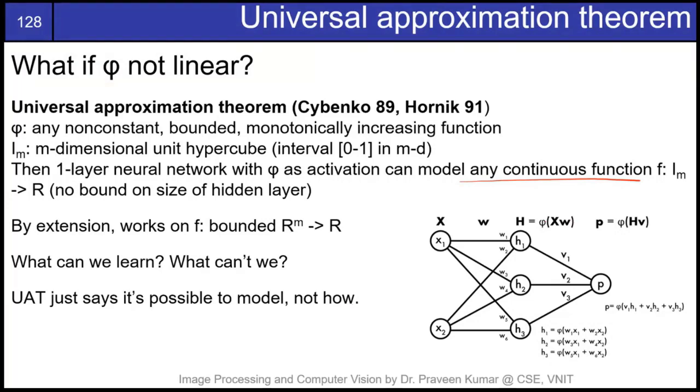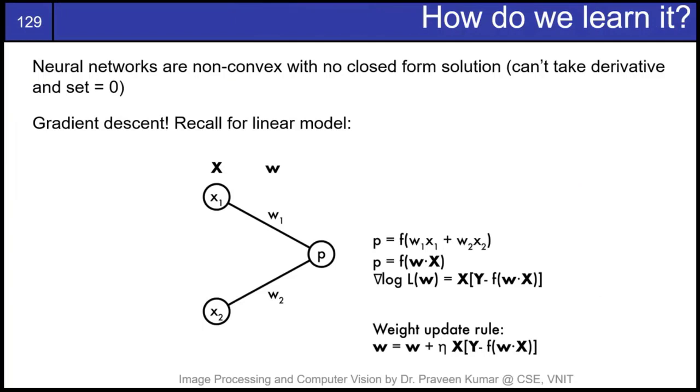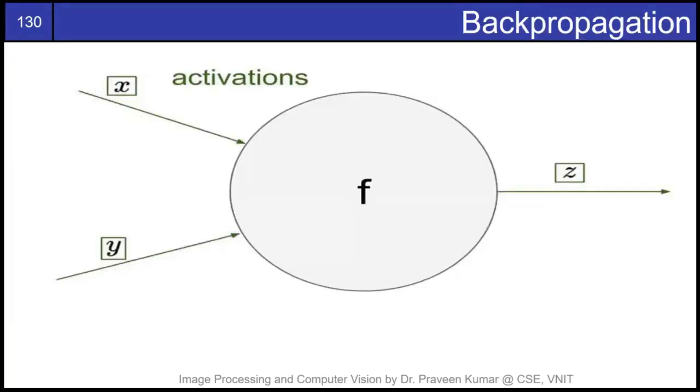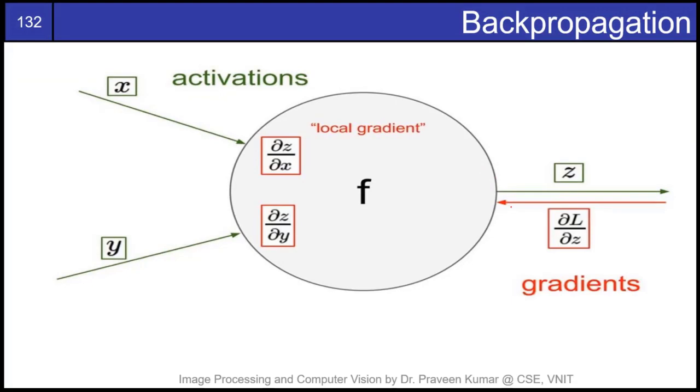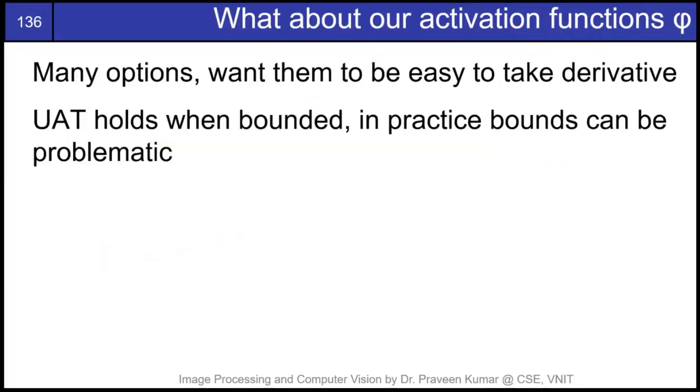And how do you learn it? I hope you already know how we learn the weights in a neural network. Again, you use gradient descent and backpropagation. I'm not going to discuss this because you have already learned it in your previous class. For each node, we calculate the local gradients and backpropagate them, and this way we keep on updating the weights and parameters from the last layer towards the previous layers, and in that way we learn all the weights in the neural network.